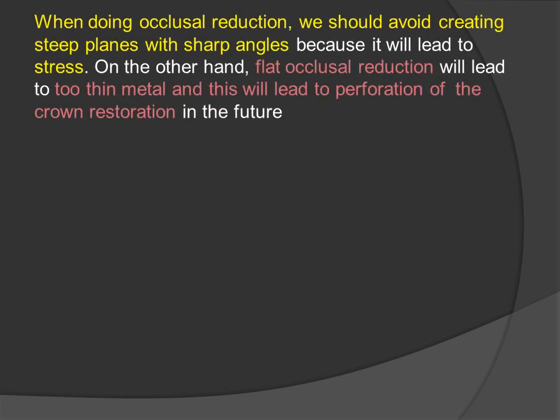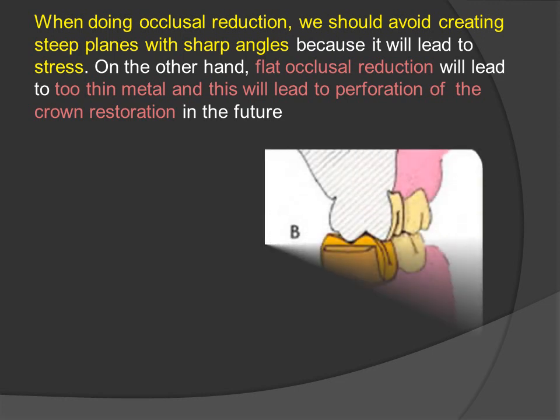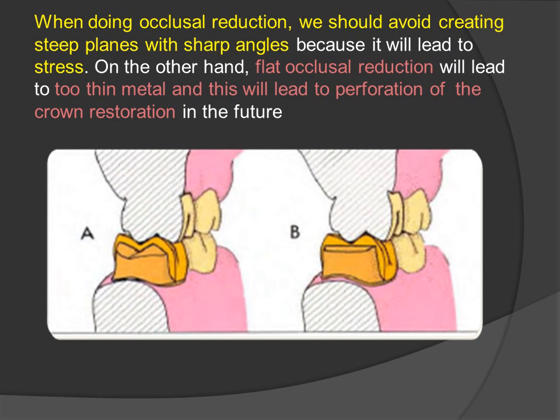As I mentioned, the occlusal reduction should be a planar reduction or anatomical reduction, but we should avoid creating steep planes with sharp angles because it will lead to stress on the restoration. On the other hand, the flat occlusal reduction should be avoided because it will lead to thin metal in this area, and this will lead to perforation of the crown restoration.